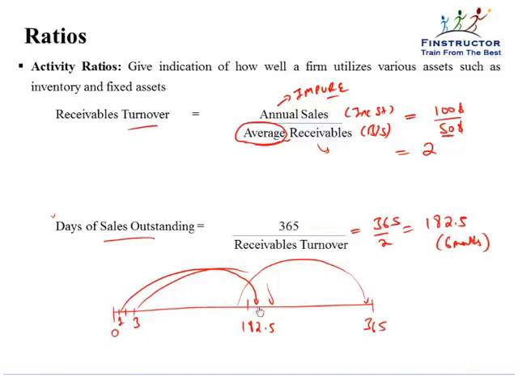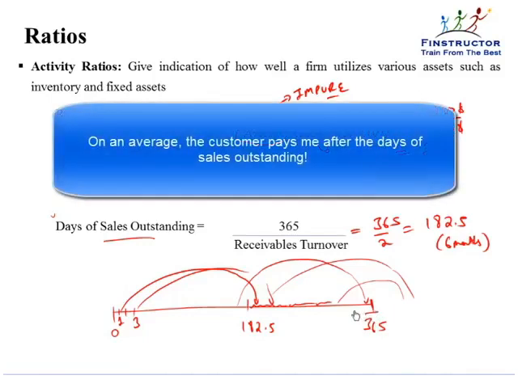What we can assume hence is that sales made in the second half of the year, since half the sales have not come and we're assuming that sales are uniformly distributed, are going to come in the next 6 months after the balance sheet date. So I'm making the balance sheet as of the 365th day, or as of the end of the year, and only half the sales have come in the form of cash. So this implies that on an average, my customer is paying me after the days of sales outstanding, in this case 6 months.